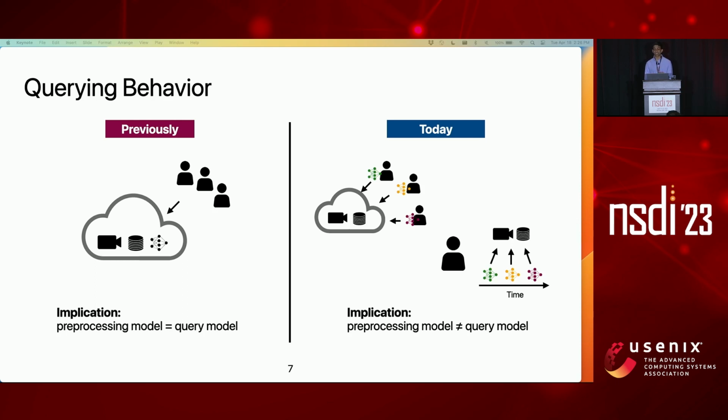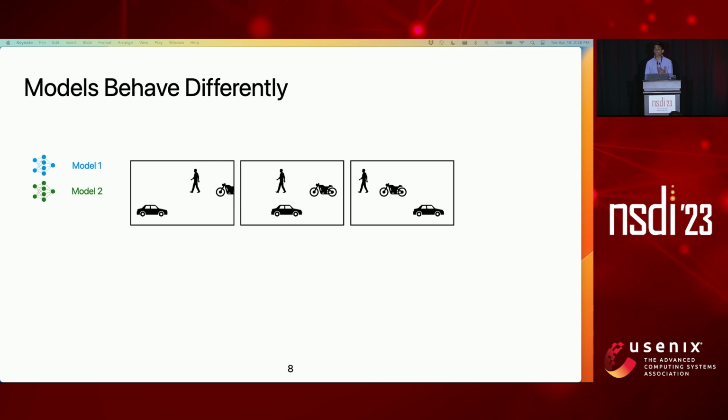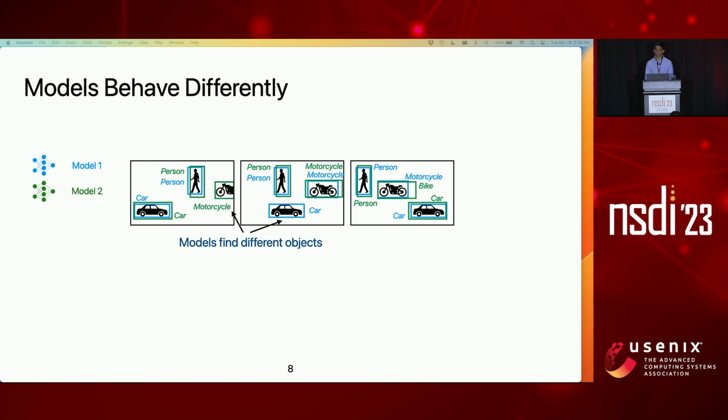And this becomes a significant issue because these models tend to behave very differently on the same image data, even when trained for the same task. Different models, when applied to the same set of frames, can differ in what objects they find, what labels they assign to them, and how they localize them.